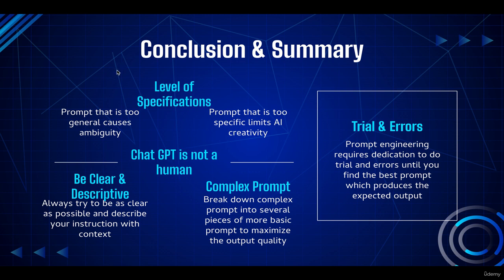So let's get into the topics here. The first thing that I want to put a very heavy emphasis on is the level of specification. When it comes to writing a prompt, if you write your prompt too specifically, with a very high level of specificity, obviously you're going to limit the AI's creativity. That's pretty obvious. However, if your prompt is too general or too broad, sometimes it can cause ambiguity. It can leave some room for potential misinterpretations.